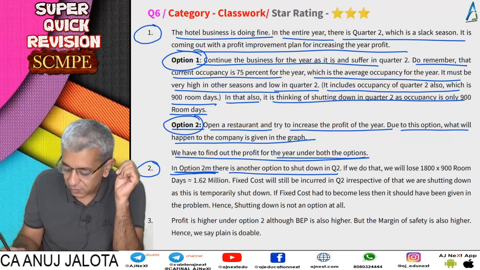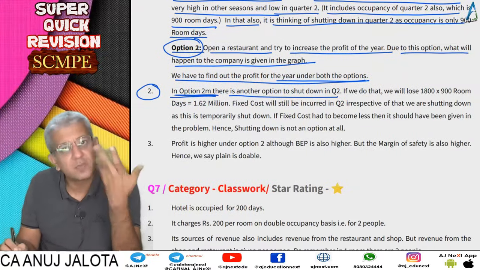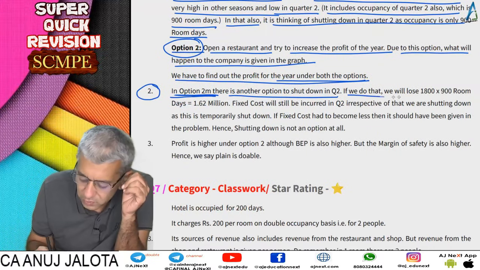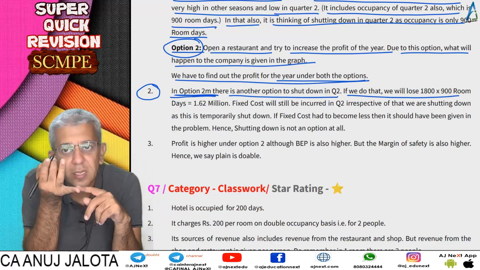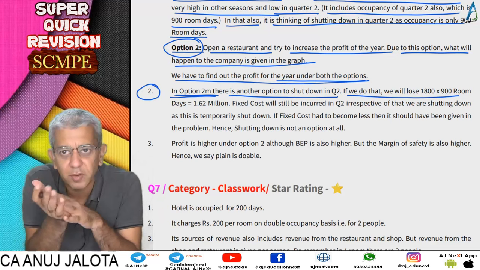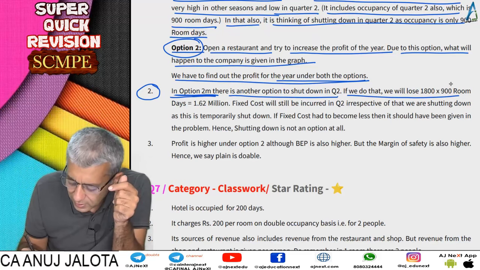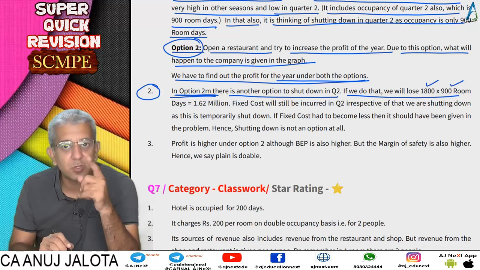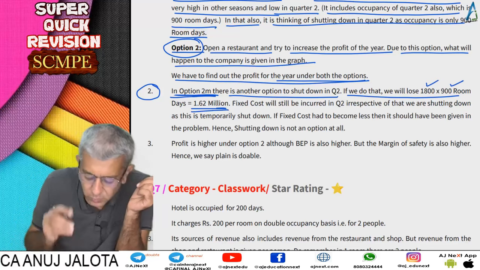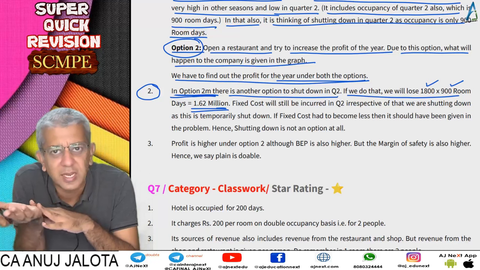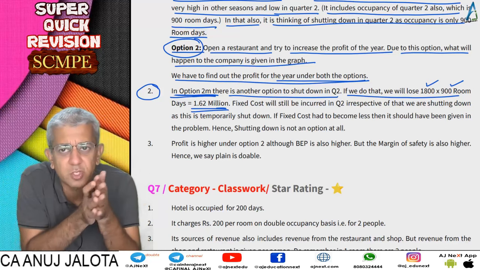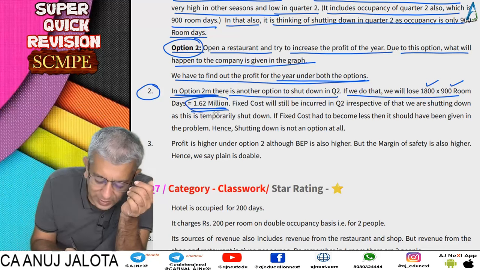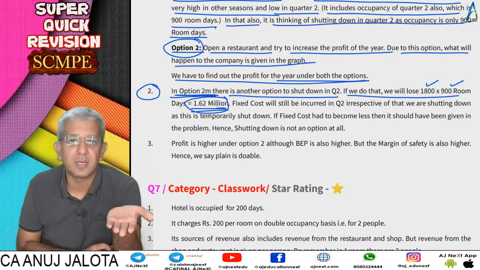But in case we do that, then losses will be very high. Why? Because we will be losing the revenue and the contribution that we were getting from there. This is 900 room days into 1800 rupees of contribution. So therefore 1.62 million. Fixed cost in any case will still get incurred. That is a normal assumption of decision making. So therefore this will be directly our loss. It will become worse than the current situation also.